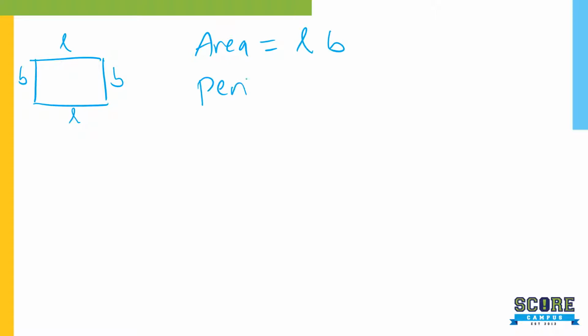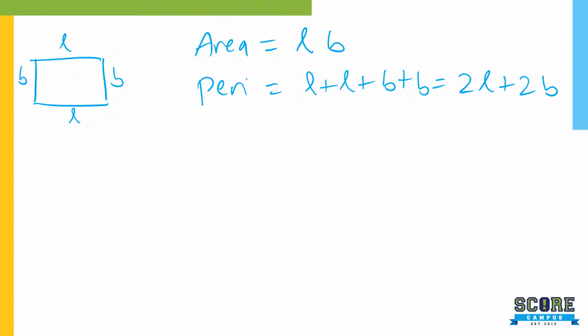So, we have a rectangle. I think you should already know this. So this is the length, this is the breadth, and because rectangle have opposite sides equal, this is the length too, and this is the breadth, right? So the area is equals to length times breadth. The perimeter is equals to length plus breadth, which is equals to 2 length plus 2 breadth.